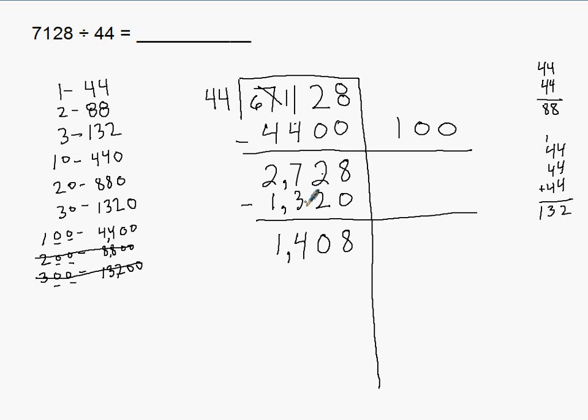Now, what number did I multiply to get 1,320? I multiplied 44 times 30, so this 30 will go out here. Make sure we keep it lined up. Keep the ones place over the ones place and the tens place lined up with the tens place. All right, what's the biggest number we can subtract from 1,408? Well, again, it's 1,320, so we'll use the same number.